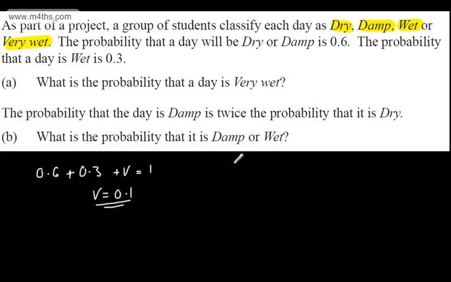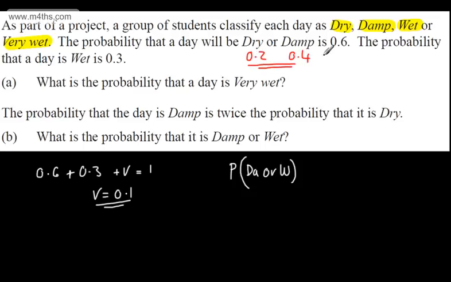So what we're looking for is the probability of now, and I'll say that this is DA, damp, or W, which is going to be wet. If we look here, we've got now dry or damp is 0.6. We're told here the probability that the day is damp is twice the probability that it's dry. So if we look at this now, what we're going to have is damp would be 0.4 and dry is 0.2.